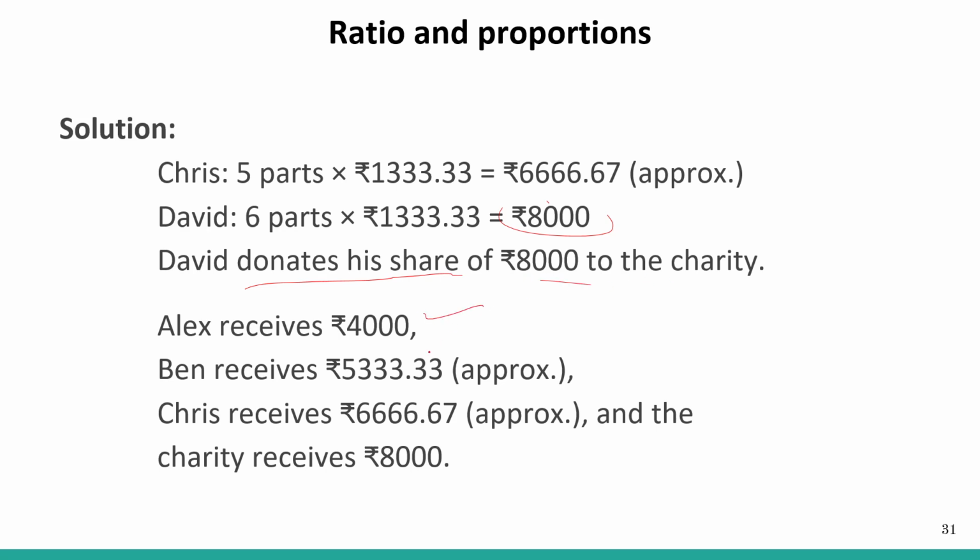So Alex receives 4,000, Ben receives 5,333, Chris receives 6,666.67, and the charity receives 8,000. That is the amount that David got.